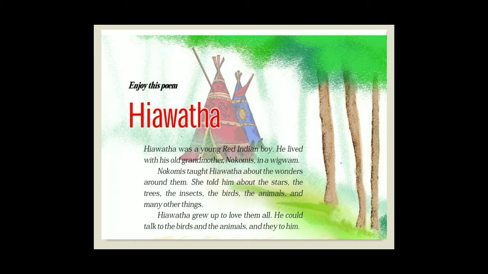Hiawatha was a young Red Indian boy. He lived with his old grandmother, Nokomis, in a wigwam. Nokomis taught Hiawatha about the wonders around them. She told him about the stars, the trees, the insects, the birds, the animals, and many other things. Hiawatha grew up to love them all. He could talk to the birds and the animals, and they to him. Well, here is the poem.